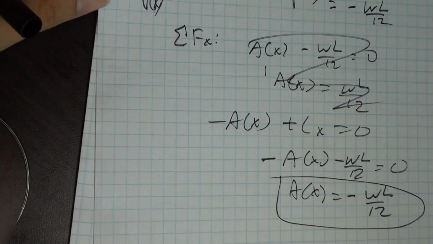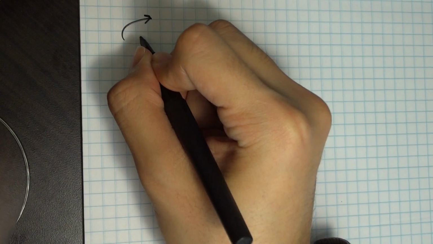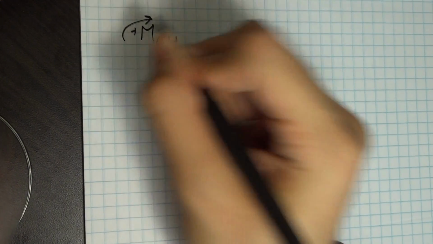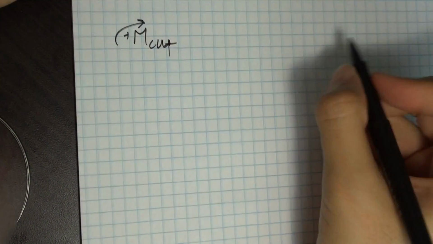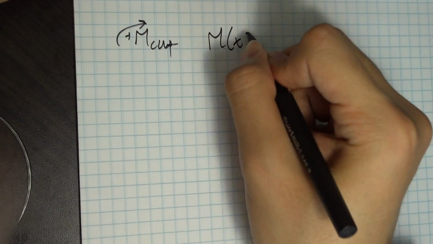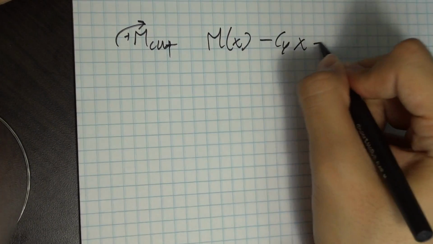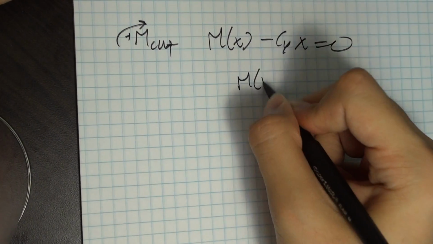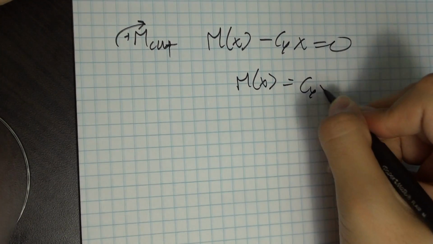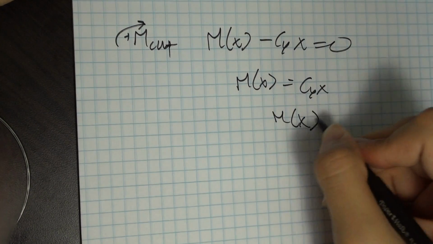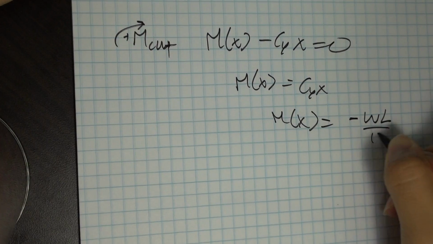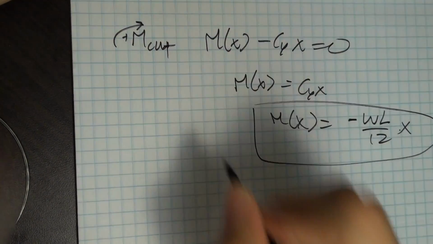Okay, now let's work with the moments. That's my positive value here. M of x minus Cy x equals 0. My M of x term should equal Cy x. M of x equals negative WL on 12 times x. That is my moment equation.